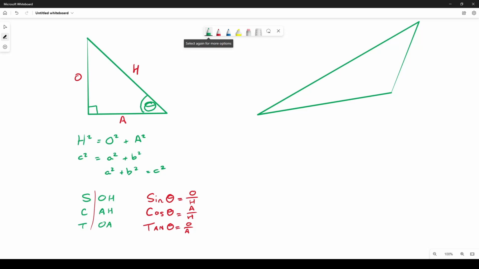Yeah, so, just as I said, just remember sine, cos, tan. Pythagoras' theorem, you all seem to like it, so that's okay. That's not too bad.